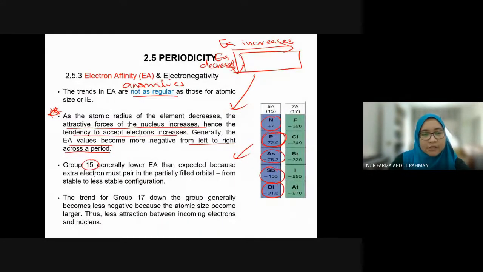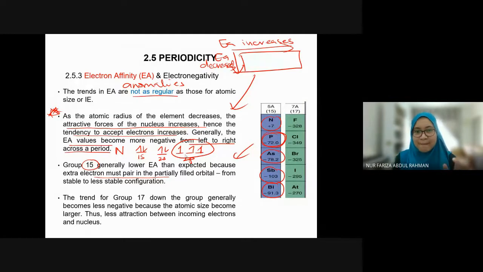Look here. The EA is less than expected because the extra electron must be paired in the partially filled orbital. Remember group 15, partially filled? Nitrogen: 1s, 2s, and then 2p. It has 7 electrons, right? So this is how the nitrogen orbital diagram looks. So 2p is already stable. What does stable mean? It does not favor accepting electrons or removing electrons. It does not favor either of these two.